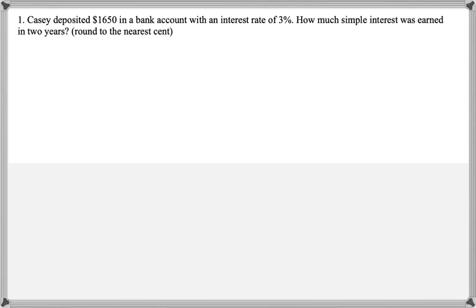Casey deposited $1,650 in a bank account with an interest rate of 3%. How much simple interest was earned in 2 years? Round to the nearest cent.